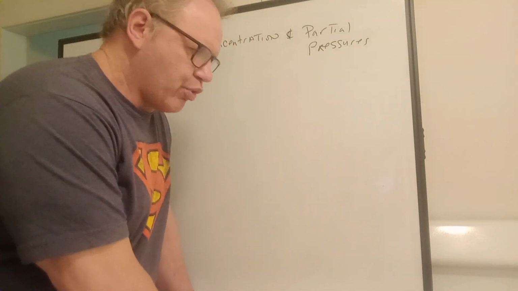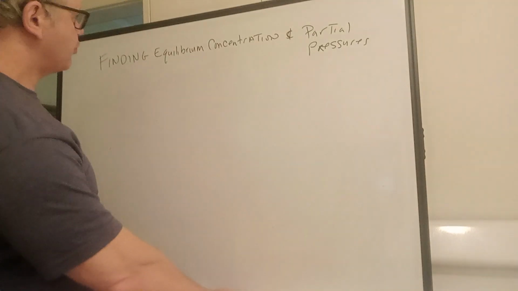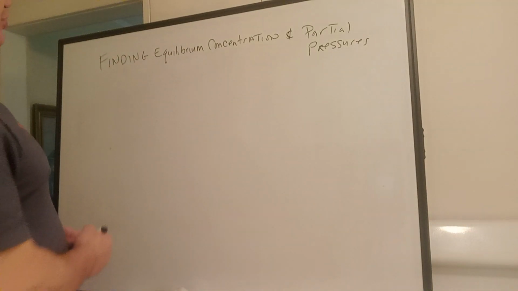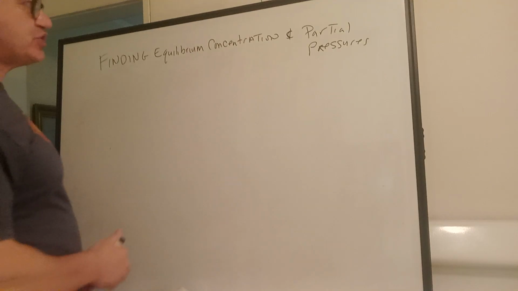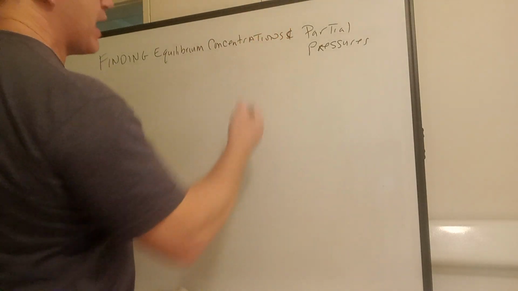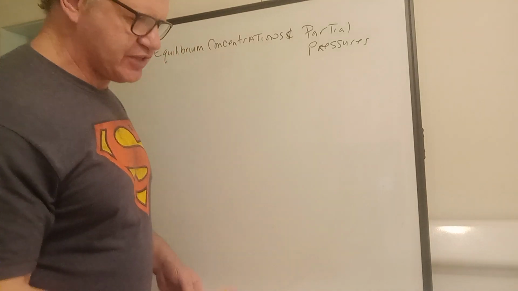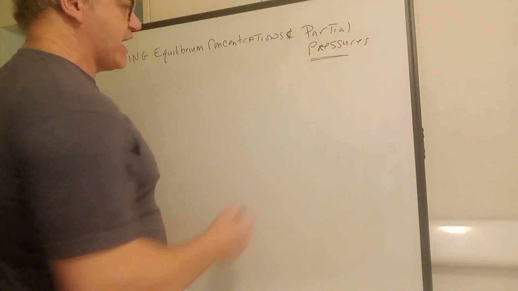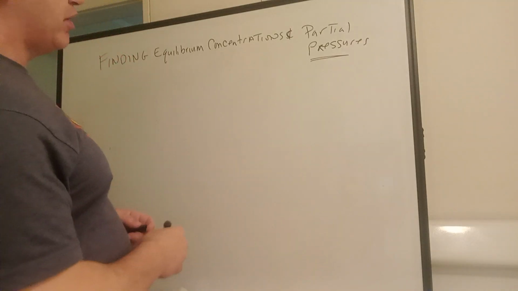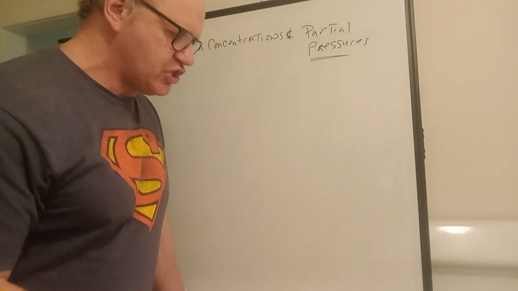This is actually an important one. We're on chemical equilibrium. This is finding equilibrium concentrations, and I added partial pressures. The section in the notes is just called finding equilibrium concentrations. You can definitely extend the ideas to pressures as well, partial pressures of gas phase species.